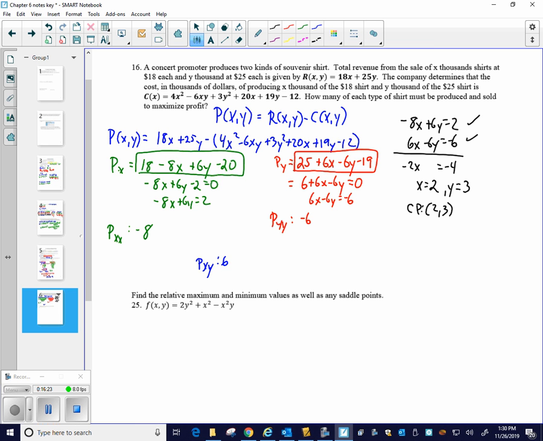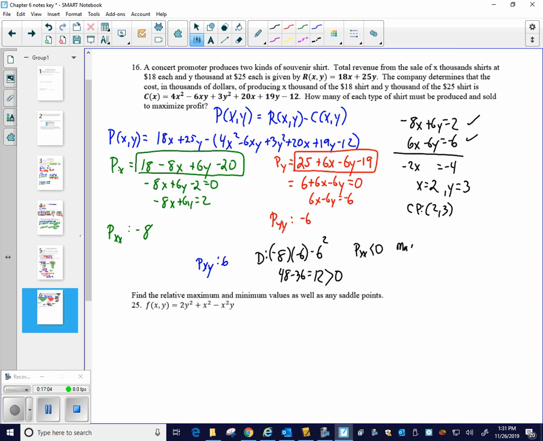So PXX, PYY, so we have to do D, PXX times PYY minus PXY squared. Well, that's going to be 48 minus 36, which is 12. That is a number which is greater than 0, which means we do have a max or minimum, and PXX is negative because it's -8. That means this is concave down, so we do indeed have a maximum.